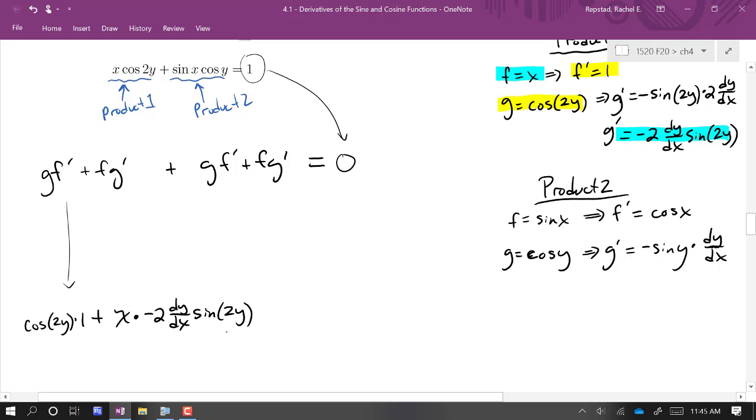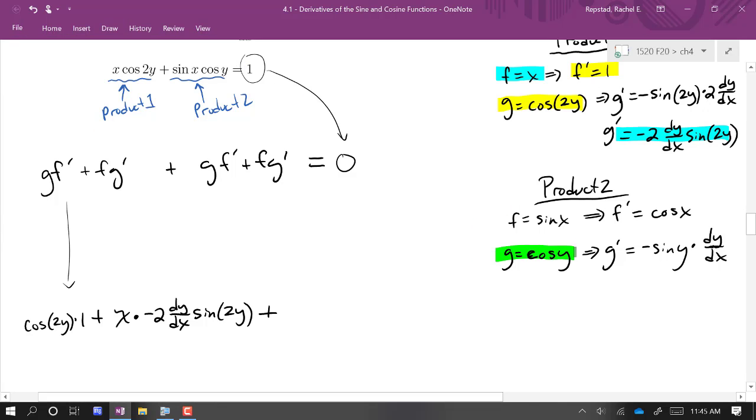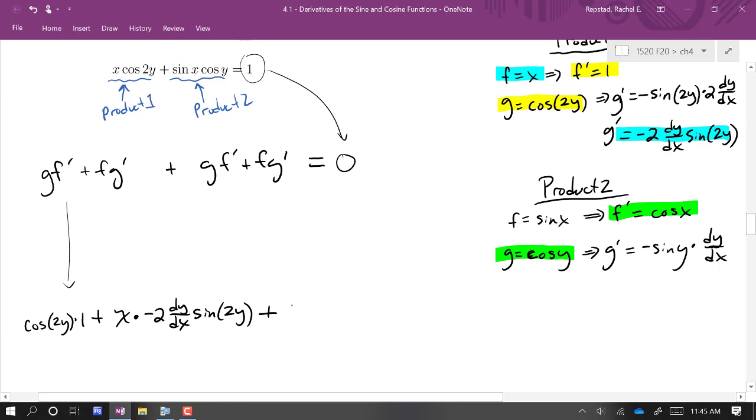All right, so there's our first product, g times f prime plus f times g prime, plus our next product is, let's see, in product 2, g times f prime. So we'll multiply those two things. We get cosine y cosine x plus, let's see, f g prime, sine x times a minus sine y dy dx.